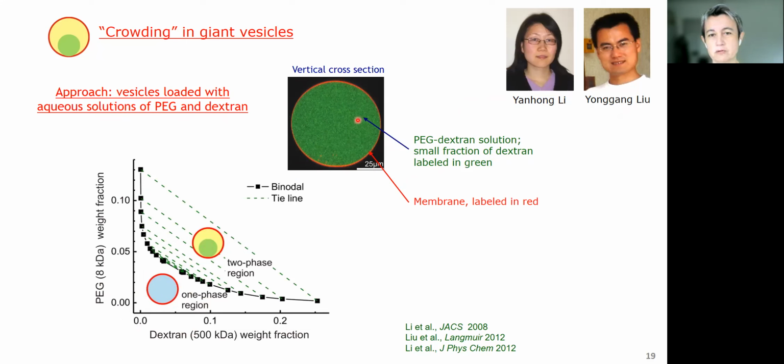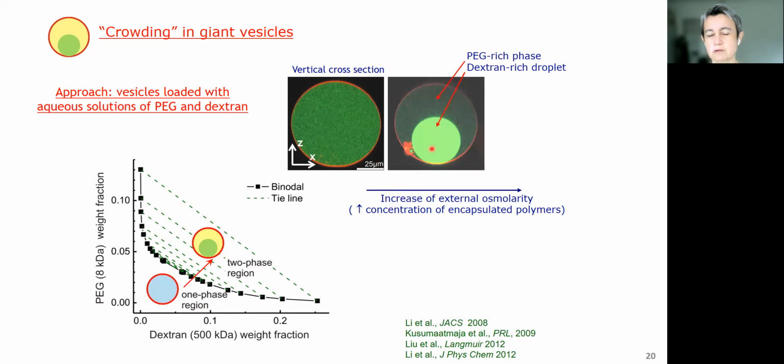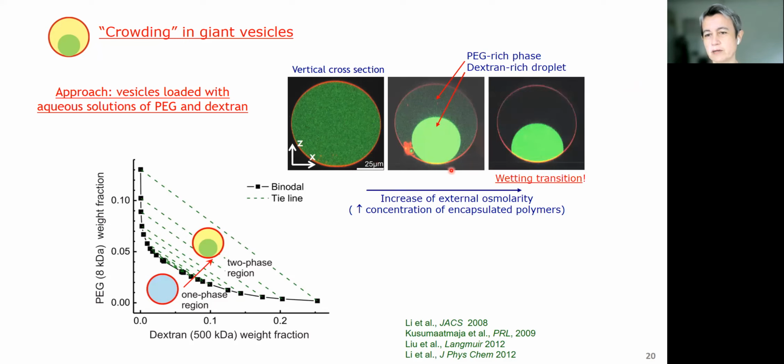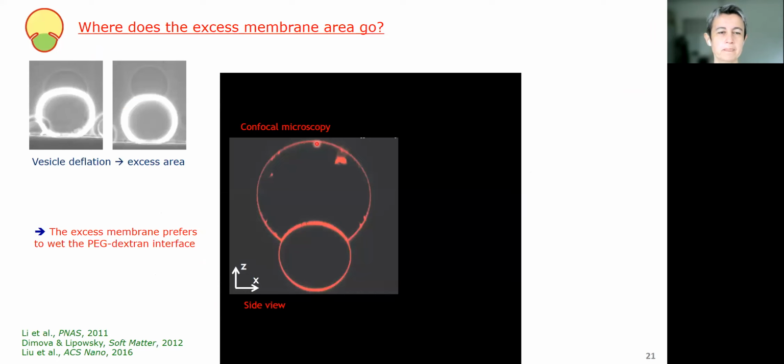If you cross this binodal in a vesicle by simply deflating it and increasing the concentrations of the polymers, this is what you observe. You see the formation of the heavy dextran-rich droplet at the bottom of the vesicle. It does not want to wet the membrane, but then at certain concentrations, it can start wetting the soft membrane. If you deflate even further, some of the excess area goes to the interface between the two aqueous phases, the dextran-rich one and the PEG-rich one. And this is understandable because this accumulation of membrane lowers the interfacial tension between the two aqueous phases.